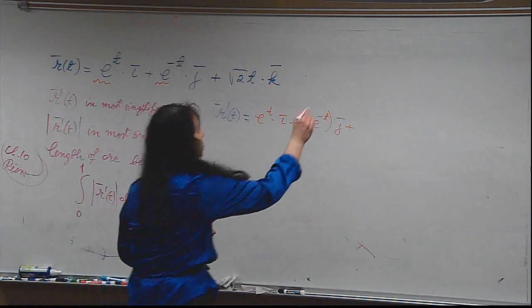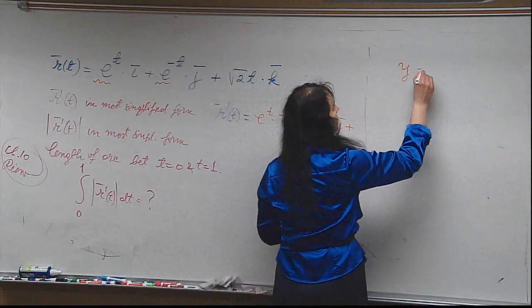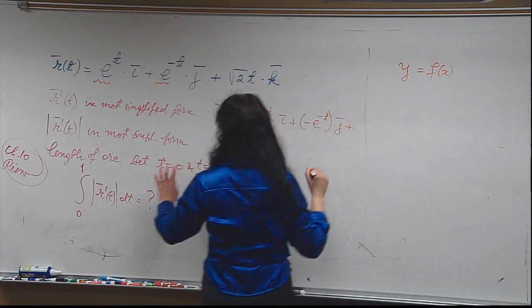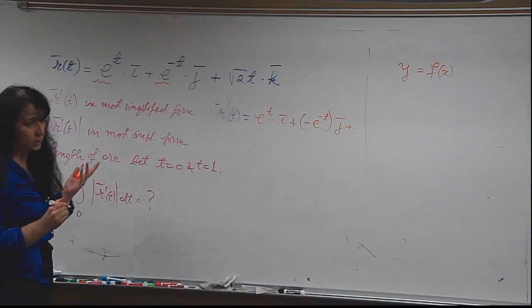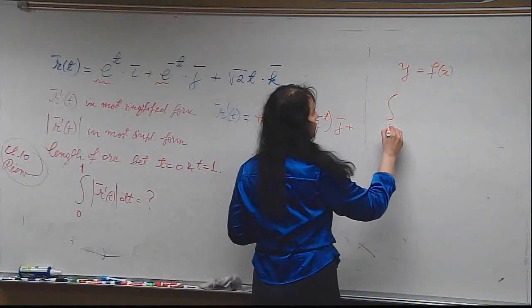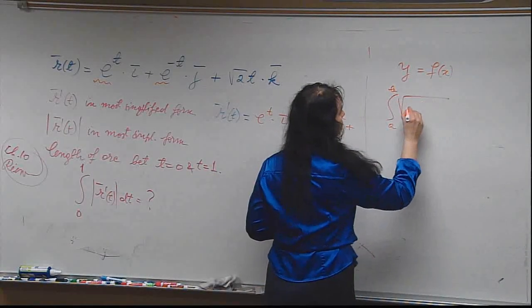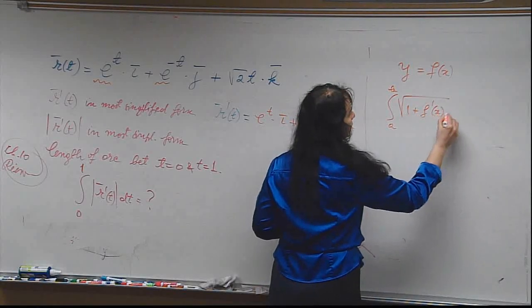Okay, let me remind you, if you have a plane curve y equals f of x, then this thing would become the integral from a to b of the square root of 1 plus f prime of x squared dx.